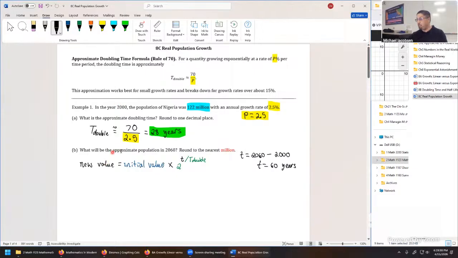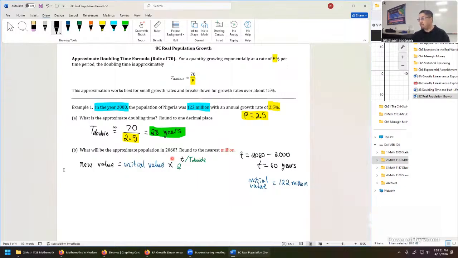We want to know the approximate population in the year 2060, meaning we need the initial value. Since T is 60 years, we're going to use the 122 million that belongs to the year 2000 figure. So this will be initial value equals 122 million. Well, that's our setup so far. At this stage, again, it's a pretty legitimate review problem. All we're doing is plugging in values.